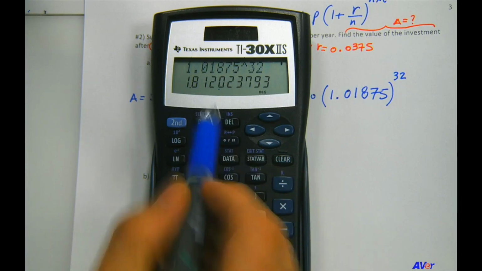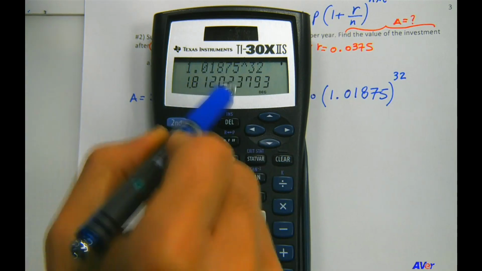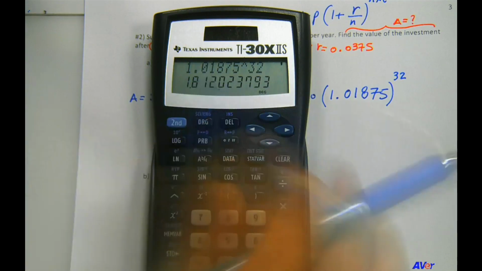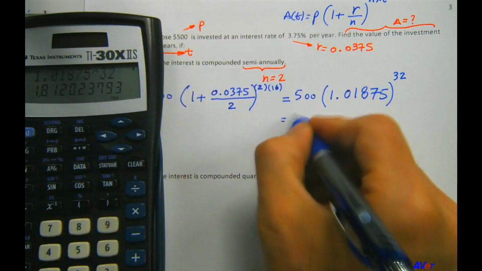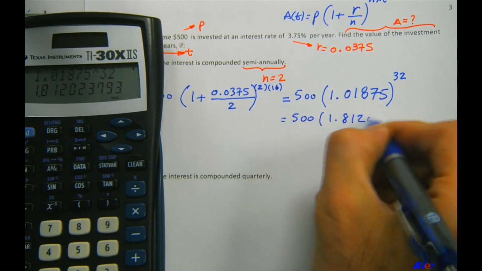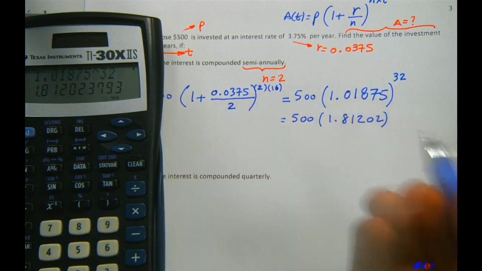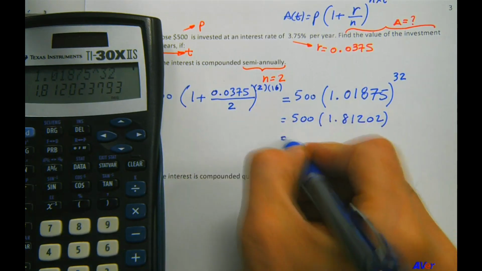So I'm going to keep 1.81202. I'm going to keep up till that 2 right after 0. So this will be 500 times 1.81202. Now I'm happy. Even if I'm off from the real value, it'll be by a very, very small and even negligible amount. So you definitely want to do that.